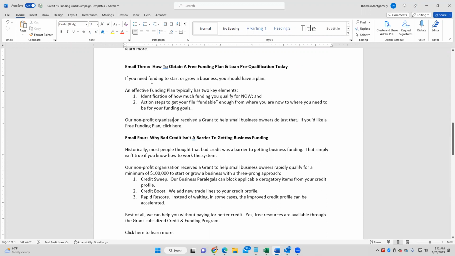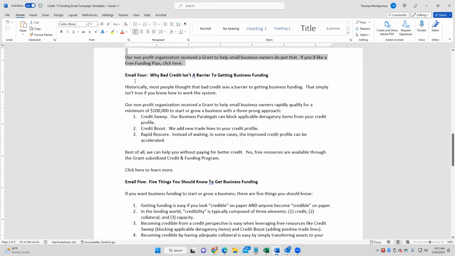And so there's going to be a button on the actual email. So that's email 3, short and sweet. If you have any questions, let me know. Email 4, and again, you're going to spread these out at least 24 hours. You may put a couple days between them. But again, if you want us to run the campaign for you, we can do that for free. Email 4, why bad credit isn't a barrier to getting business funding.